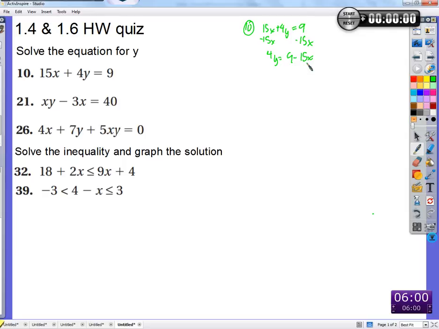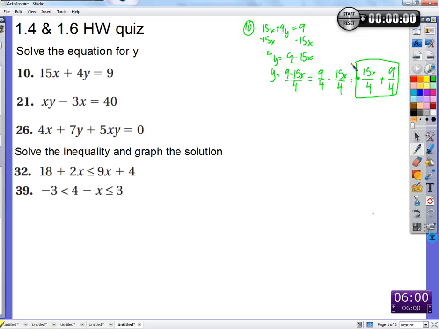And we're almost done. To get y by itself, we just need to divide this whole side by 4, so it could look like this. If you're dividing a sum or a difference by a number, you could also look at it as dividing each thing by 4. We could write this in whatever order we want to: negative 15x over 4 plus 9/4. Lots of different ways this could look. Most common way probably we wind up being that way.